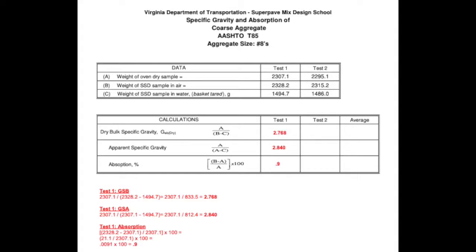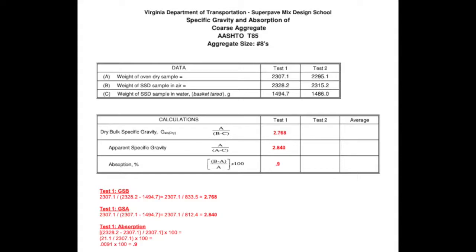So test number 1, we're going to look at our GSB, and it just says plugging in the values supplied on top of the screen. You just plug in the values to the simple equation. A divided by B minus C yields us a 2.768.